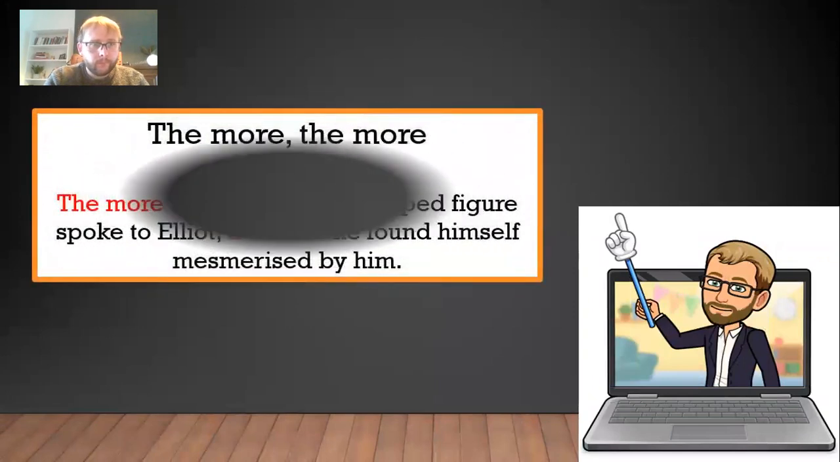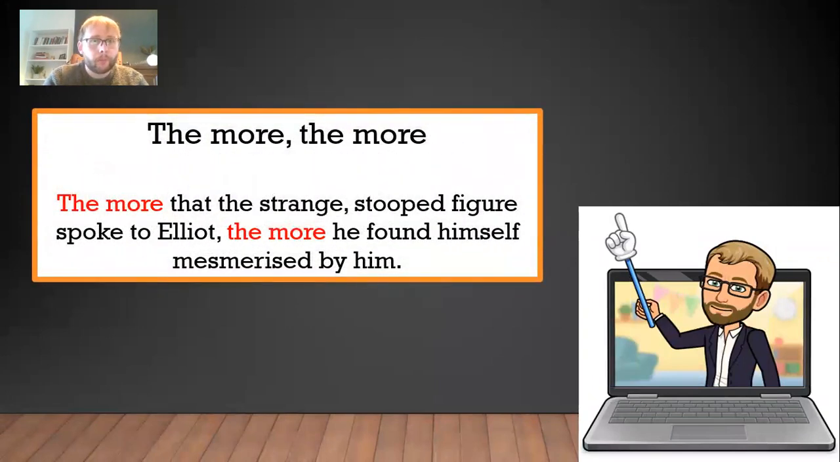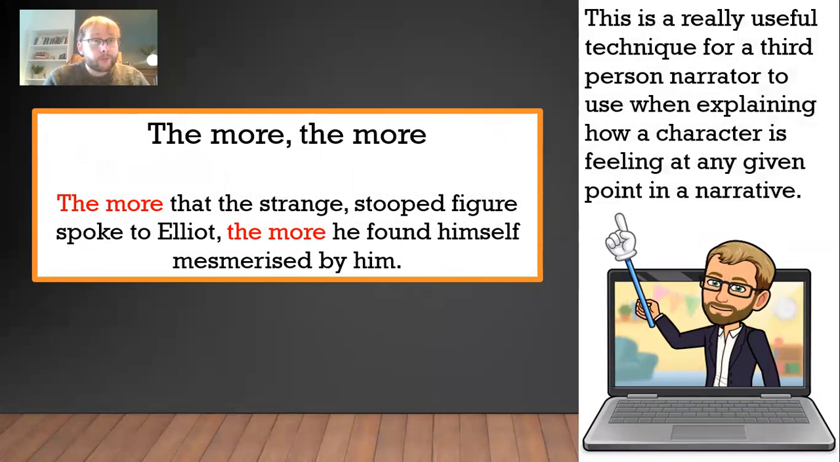Another one is this technique, which is called the more the more. The more the more is a really useful technique for a 3rd person narrator to use, which is what we're using in our writing, so that's good. And they use it when they're explaining how a character is feeling at a certain point in the story. And it's another really simple one. It's just connected up with some commas. And you just say, the more something happened, the more this thing happened. So in this case, we've got the more that the strange, stooped figure spoke to Eliot, the more he found himself mesmerized by him.